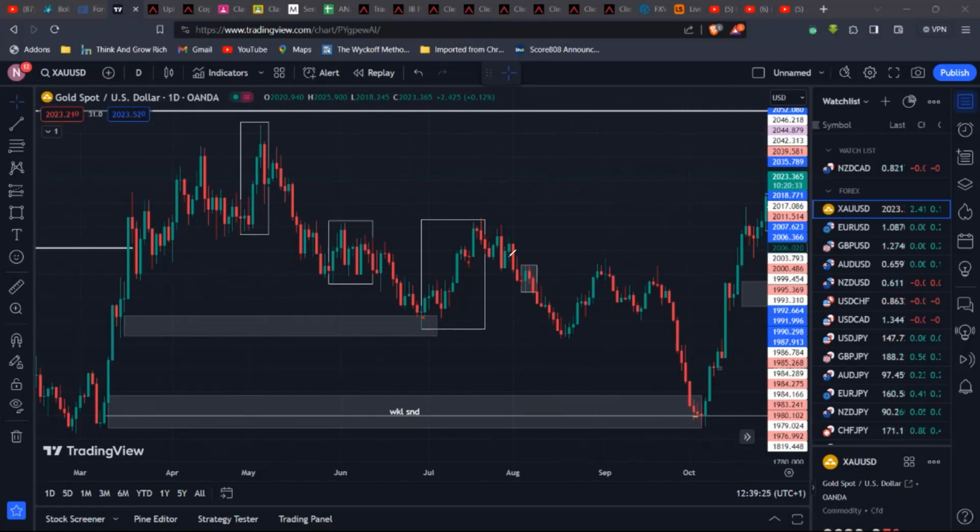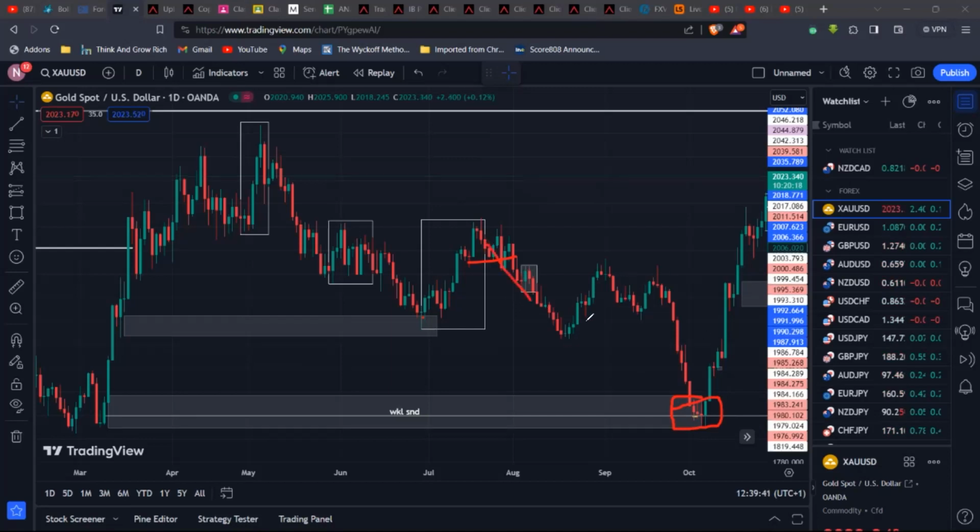The moment price began to fail and broke below here, I stayed away from the market and was just waiting for price to come back down here. You can see this is my weekly SND, as I highlighted here. Now, the moment price tapped into here, I was watching for confirmation to buy.